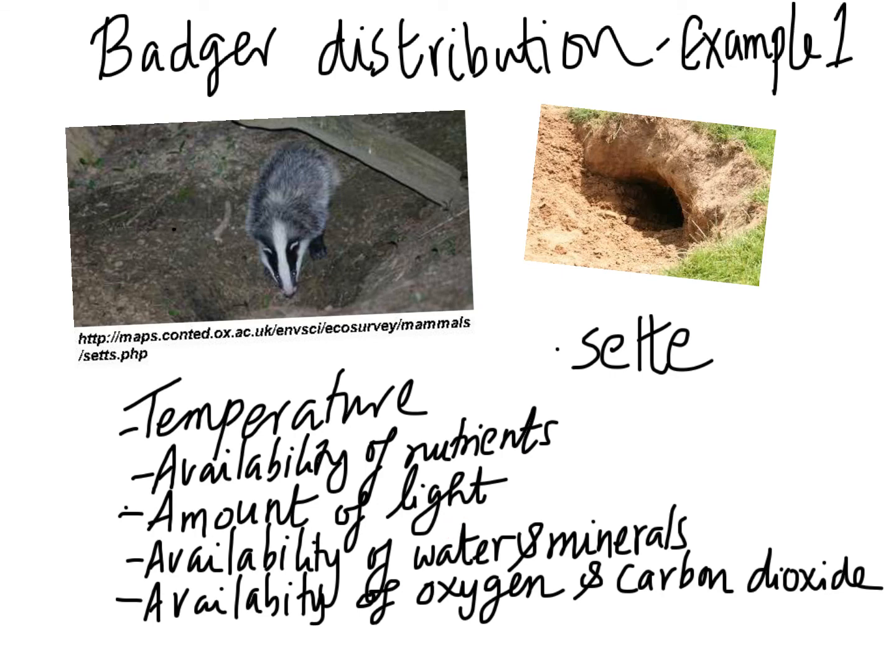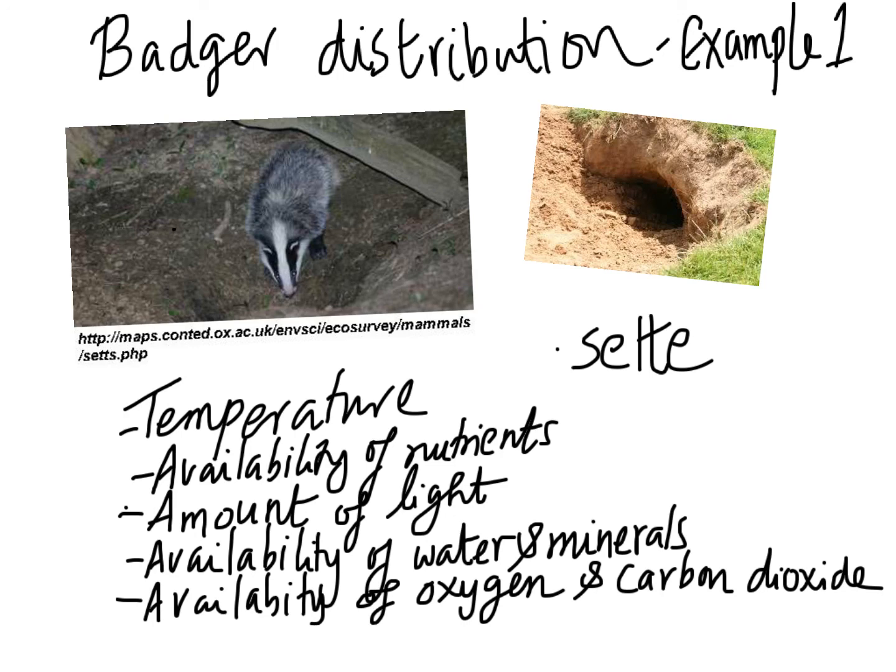Amount of light mostly affects plants, but some animals are also affected by light. So animal distribution can be affected by light, but most of the time it's about plants. Availability of water and minerals. As you know, water is essential for animals, but water and minerals are really important for plants. So you would find more of certain plants when you have good availability of water. Availability of oxygen is important for both animals and plants. As you know, plants also respire, so they need it. But carbon dioxide is more important for plants. So that is a factor which can determine where plants are distributed, where you find more plants.